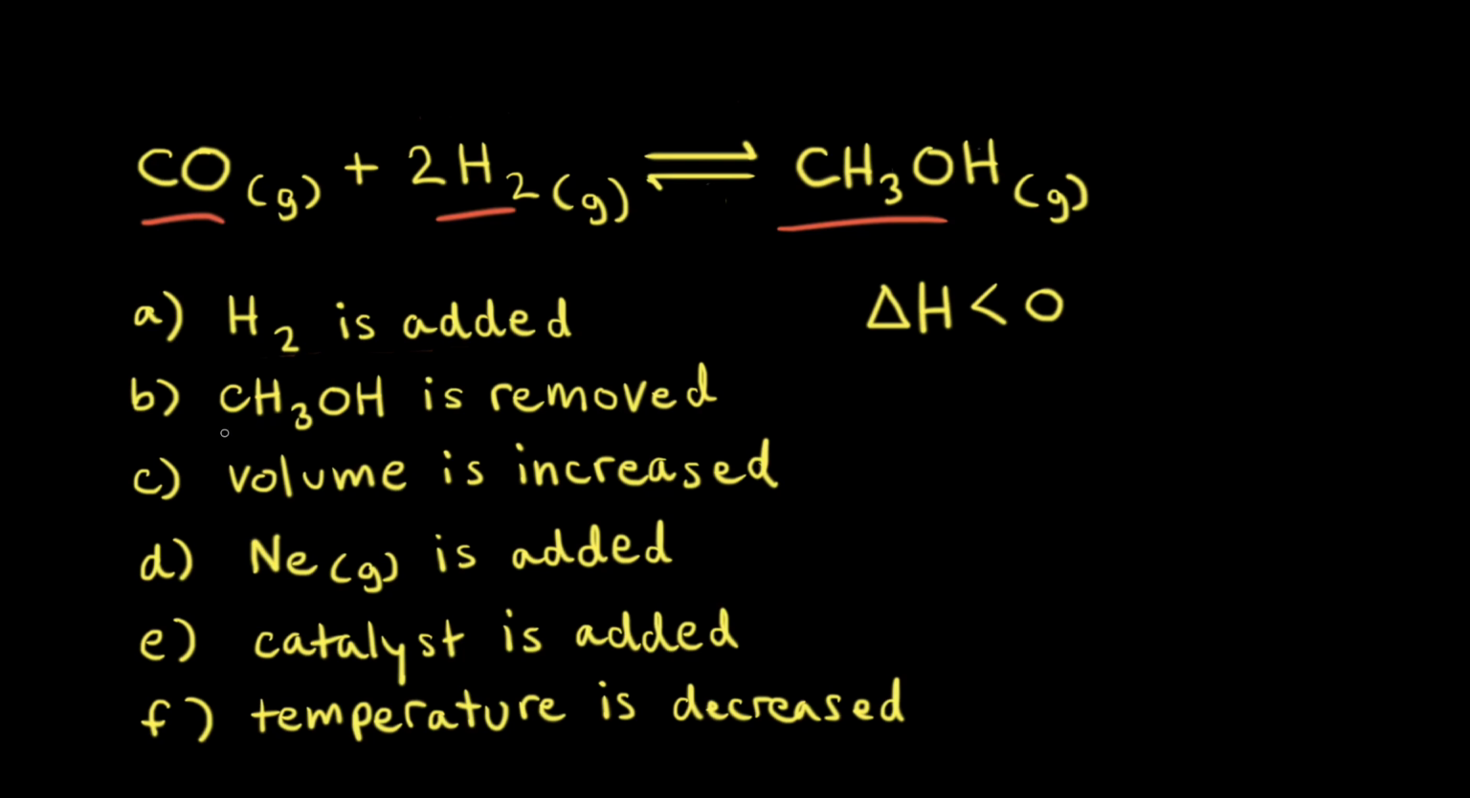In part B, some methanol is removed. So if we're decreasing the concentration of our product, the equilibrium is going to shift to make more of our product. Therefore, the equilibrium will shift to the right.